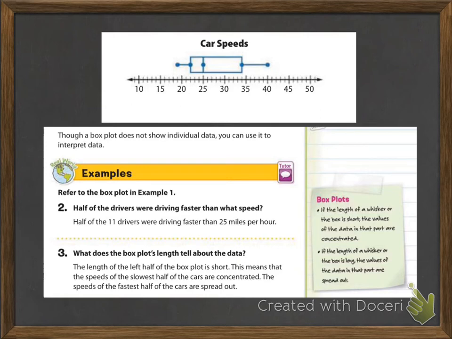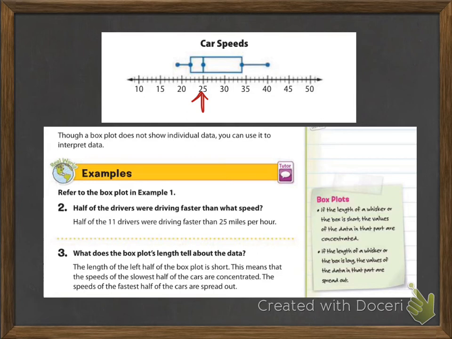So look at example 2. It says, refer to the box plot in example 1. This is what I put on the top of your screen. It says, half of the drivers were driving faster than what speed? Now you guys remember, our median is our middle number. So if half the drivers were driving faster than what speed, it would be faster than 25 miles an hour, because the middle driver is at 25 miles an hour. The rest are more than that.